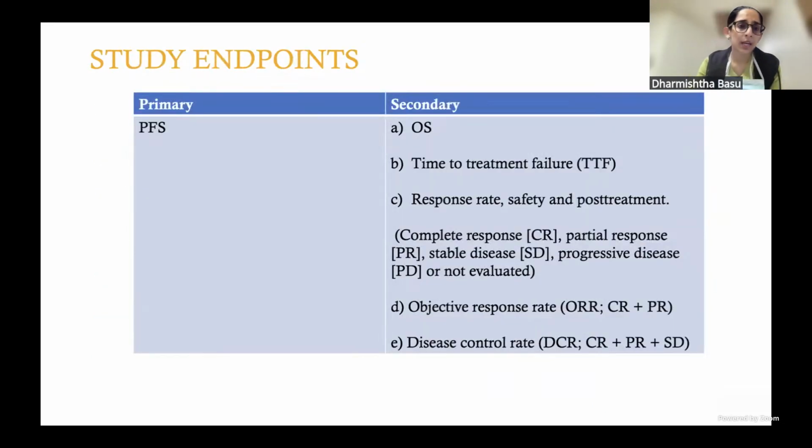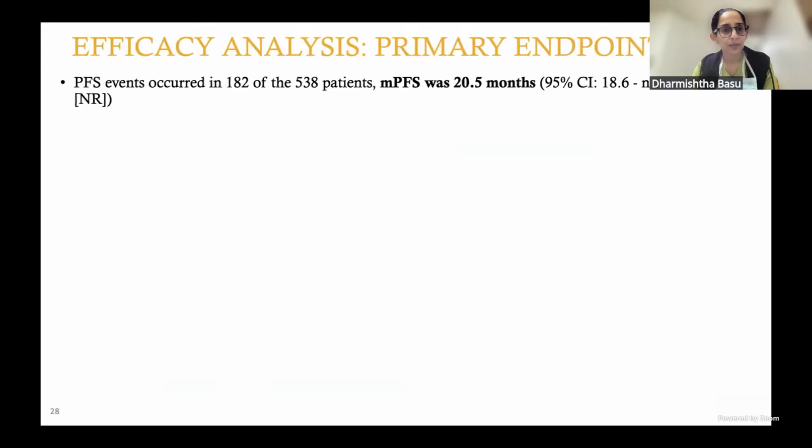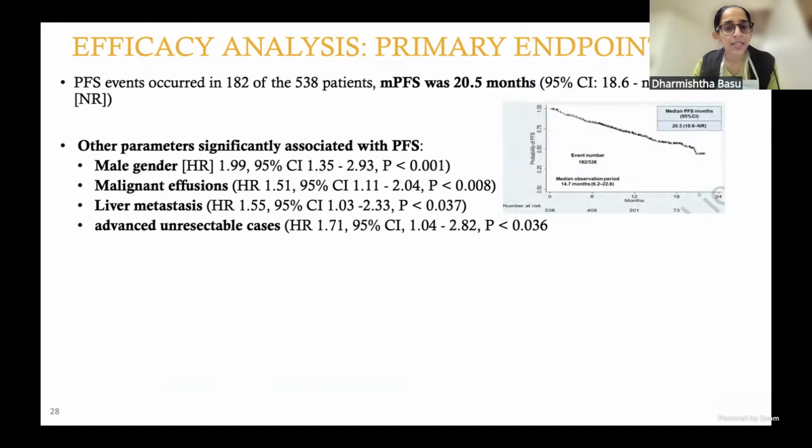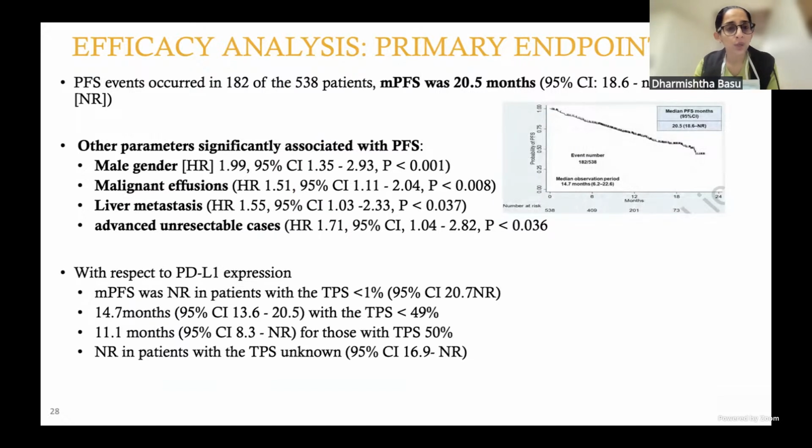The study's primary endpoint was PFS. Time to treatment failure has been taken as a secondary endpoint. The median PFS as per the study was around 20.5 months, which is a similar value as compared to that provided by FLAURA. The parameters that were significantly associated with poorer PFS were male gender, presence of malignant effusions, presence of liver metastasis, and advanced unresectable disease at presentation.